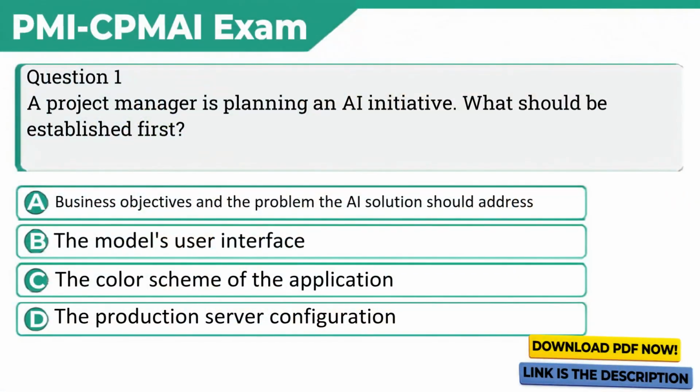Question 1. A project manager is planning an AI initiative. What should be established first? A. Business objectives and the problem the AI solution should address. B. The model's user interface. C. The color scheme of the application. D. The production server configuration.